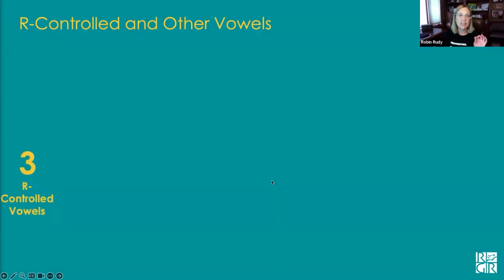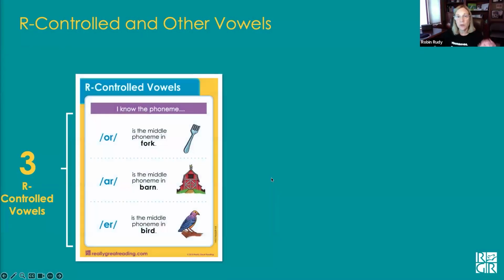Now there are 7 additional vowel phonemes. So there's 3 R-controlled vowel phonemes, and I'm not going to have you do all of these, but this would be like or. So you pretend you're holding a plate with a fork and you go or, because that's the middle phoneme in fork. Ar is the middle phoneme in barn. So we pretend we are like a little barn top. Ar. And then er is like a bird's wings. Now remember, these are just the phonemes. These are not the graphemes. These are the phonemes, right?